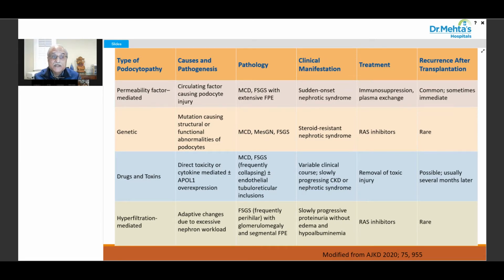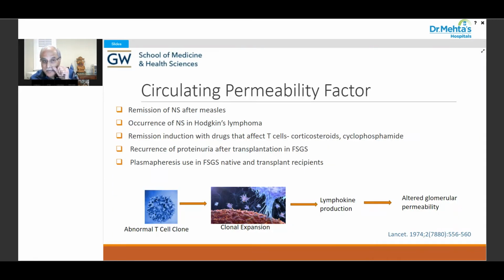Now, from an etiologic perspective, many things can lead to all of this end result. These can be either permeability factor related, genetic defects, drugs and toxins, and hyperfiltration mediated. And we will go over each of those in very quick succession. The circulating permeability factor induced podocytopathy. The clearest example of that is minimal change disease.